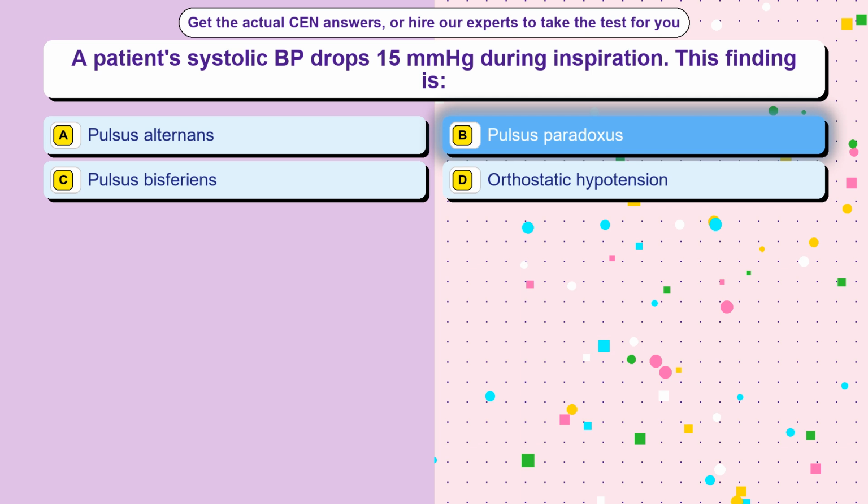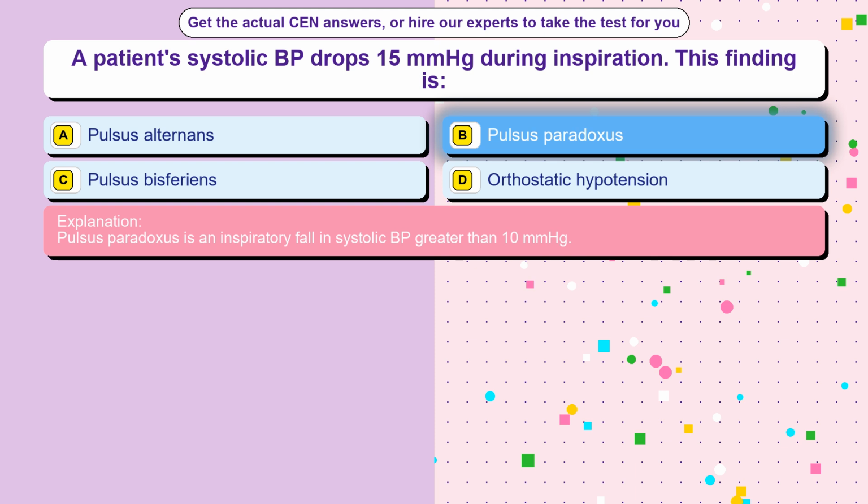The correct answer is option B, pulsus paradoxus. Pulsus paradoxus is an inspiratory fall in systolic BP greater than 10 mmHg.